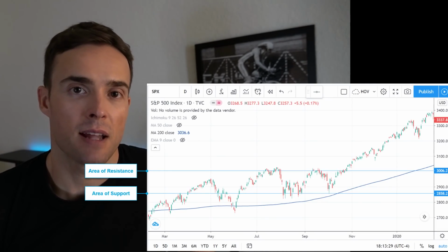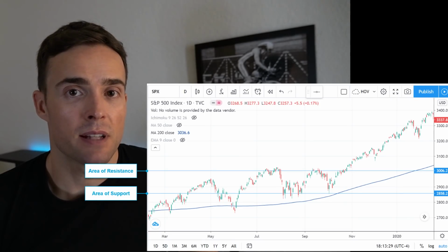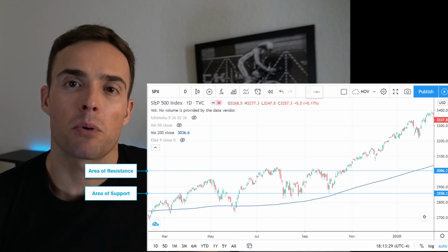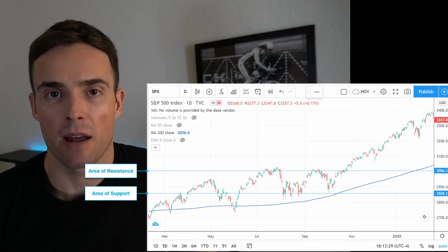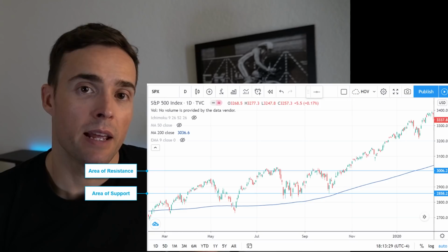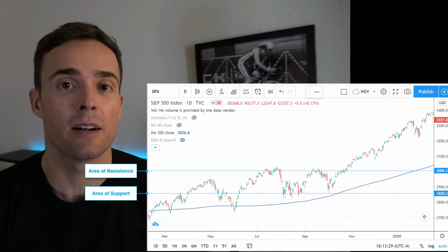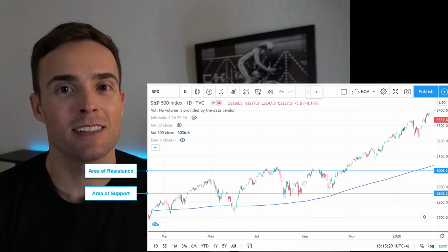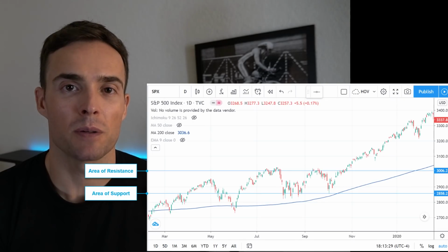An area of support is a price where the stock is moving down but then stops. The buyers of a stock come in and support the certain price point where sellers have trouble pushing the stock price further down. On the flip side, an area of resistance is when the buyers are driving the stock price higher but get exhausted, and sellers come in and apply resistance, pushing the stock lower.